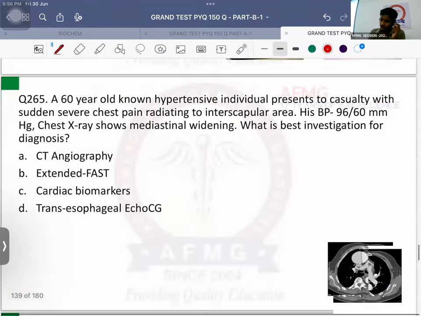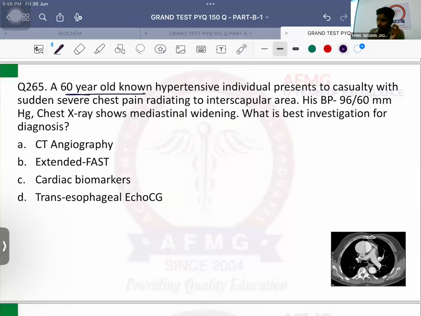265. A 60-year-old known hypertensive individual presents to the casualty with sudden severe chest pain radiating to the interscapular area. Chest pain radiating to interscapular area. Tell me the diagnosis.